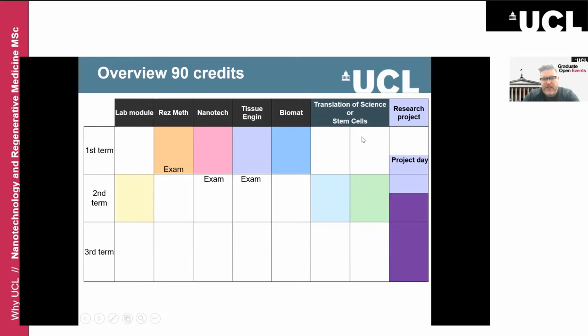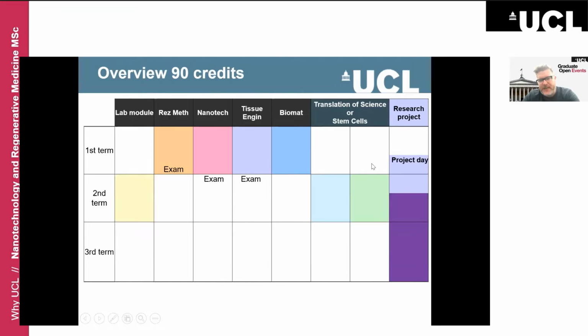So this is how the overall course looks. In the first term, we have 4 taught modules with exams either before or after you come back after Christmas. There's a second term where you have 2 taught modules and you start engaging in your research project, and then the research project will go up until the end of July.